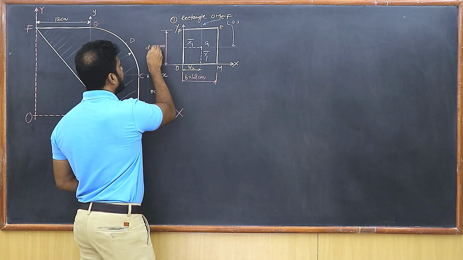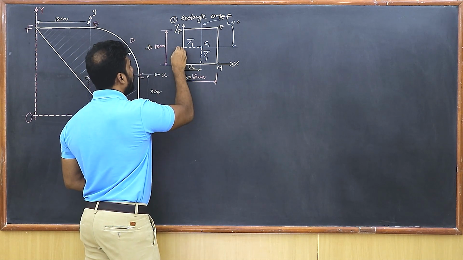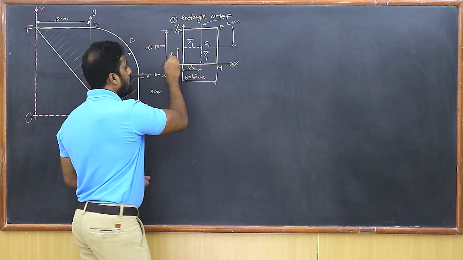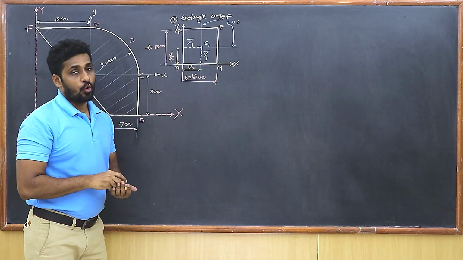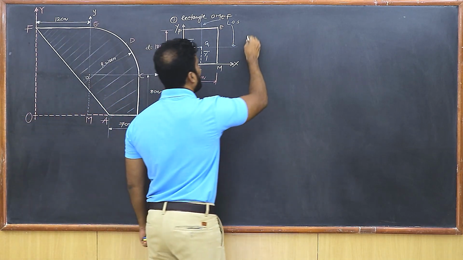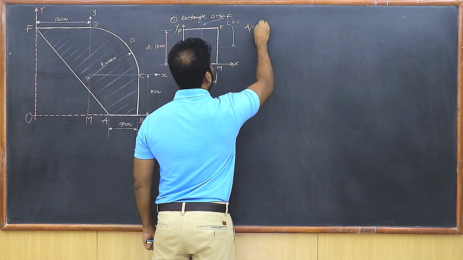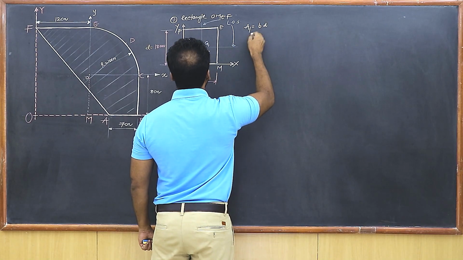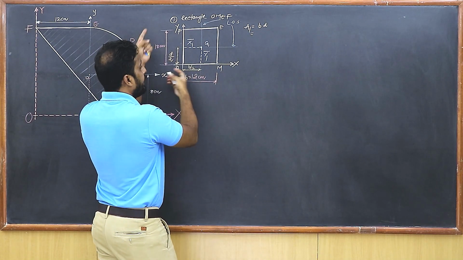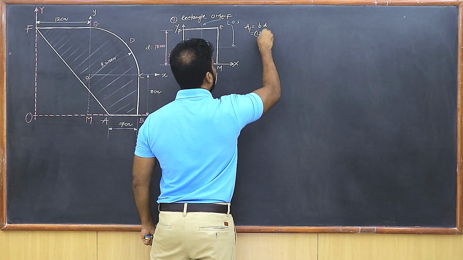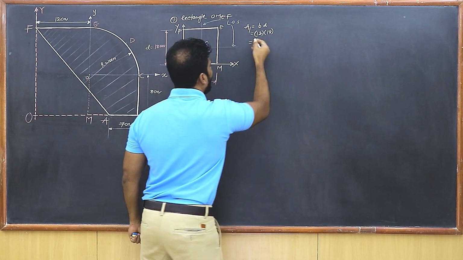And if I call 18 as D, so this distance is going to be D upon 2. So the very first thing, I should always write the area. So let's write area. I'm going to write A1. It is going to be B into D. So that's 12 into 18, isn't it? 12 into 18. If you want, you can multiply this.